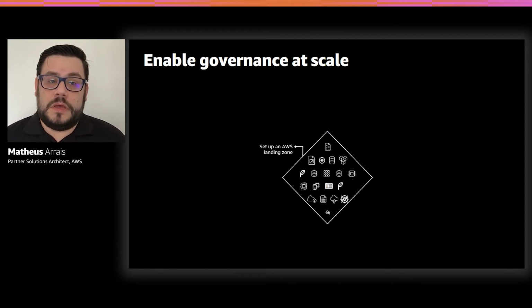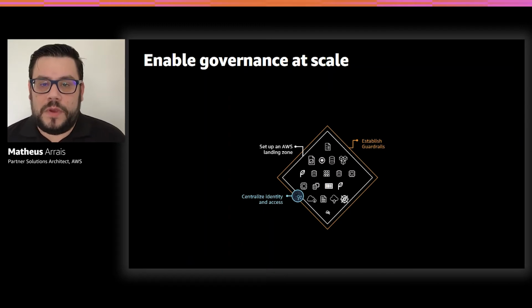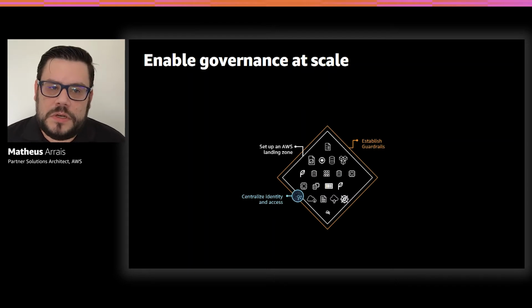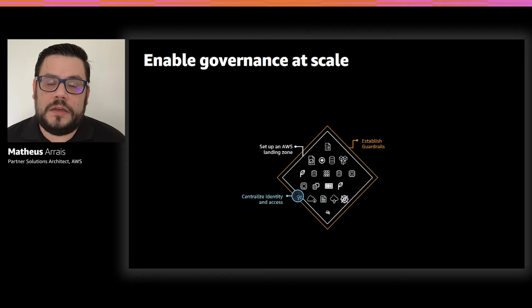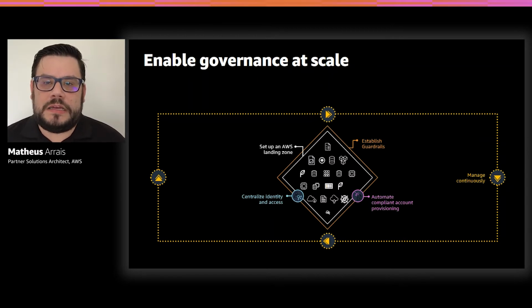AWS Control Tower is going to enable setting up. The first thing is it's going to set up your AWS landing zone. Second, it centralizes your identity and access management for centralized control of who has access to each resource. Third, it establishes guardrails, which are very important because they give you security, compliance, and operation rules that are aligned with your internal rules. Fourth, it automates compliant account provisioning to give your builders the power to provision accounts. And of course, management continues over time through an AWS dashboard.